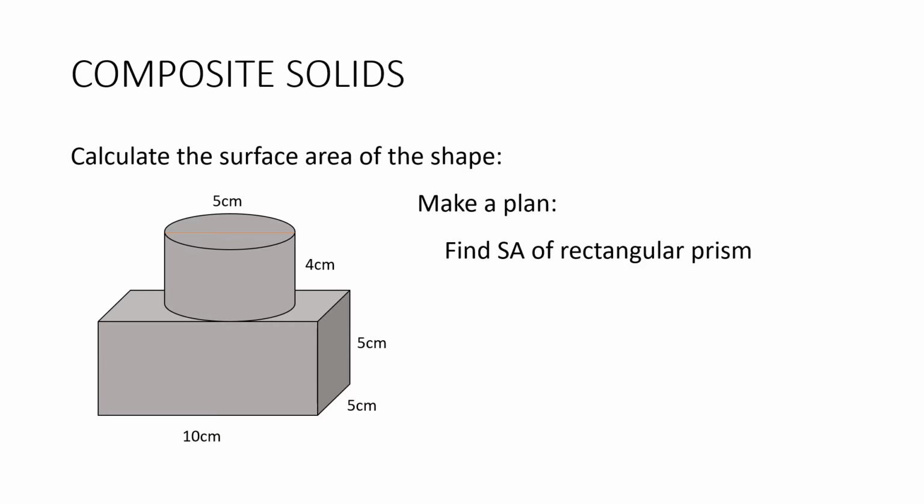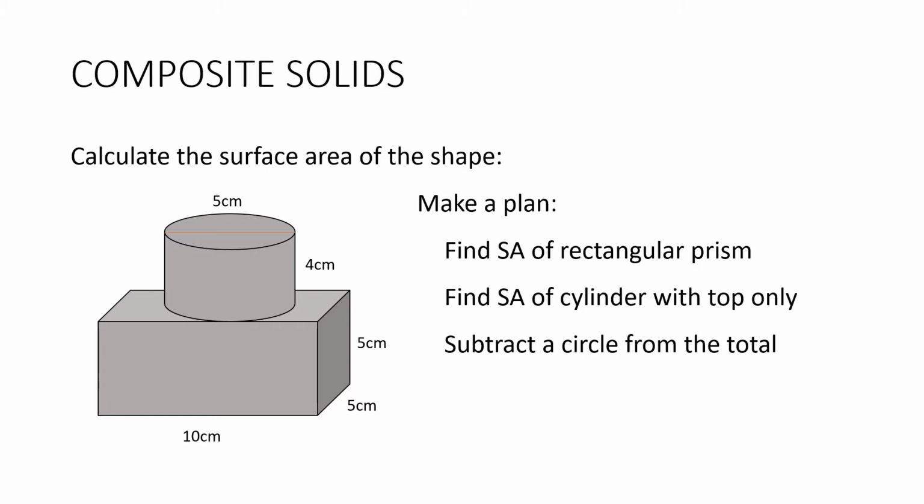All right. Firstly, we're going to find the surface area of that rectangular prism. Then we're going to find the surface area of the cylinder with the top only. And then finally, we're going to subtract a circle from the total. Let's have a think about why we've done all that. So rectangular prism, we want all 6 sides. That'll give us this bit here. Then we're going to do the curved surface and one circle of the cylinder. And then finally, we're going to subtract this circle from that top face.